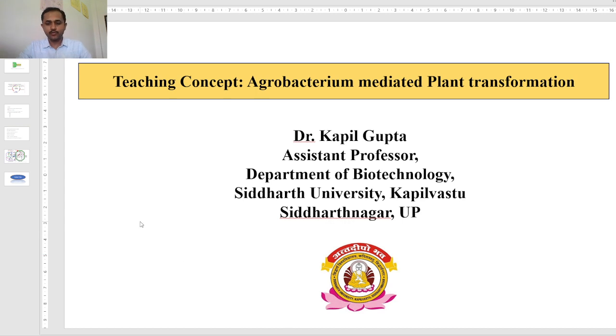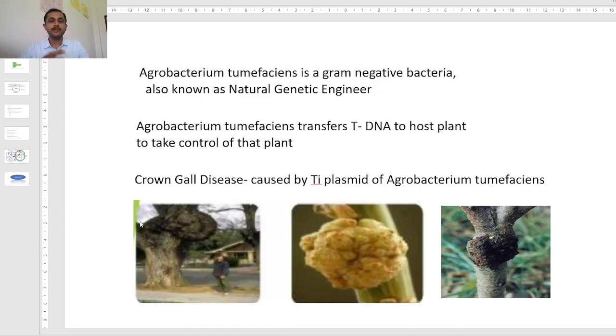So first, we would like to know what is agrobacterium. Basically, agrobacterium is a gram-negative bacteria that is also known as a natural genetic engineer because it engineers the host DNA and makes changes according to its requirement. So that is why it is known as a natural genetic engineering tool.